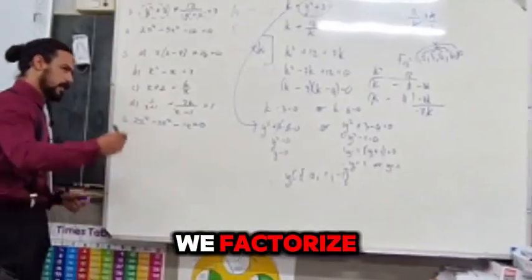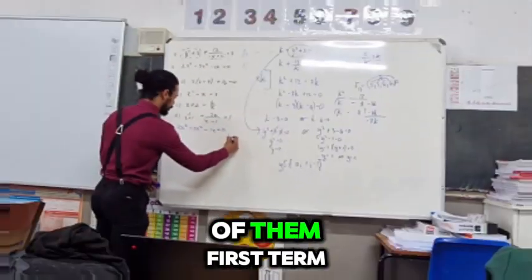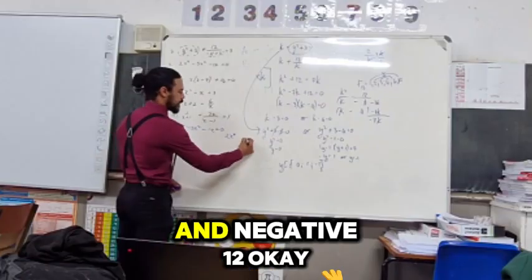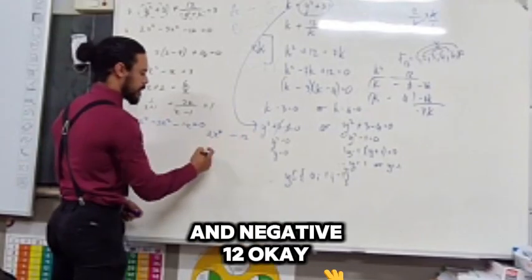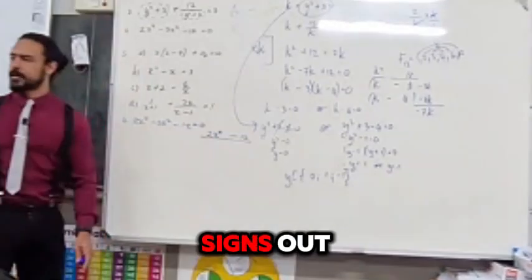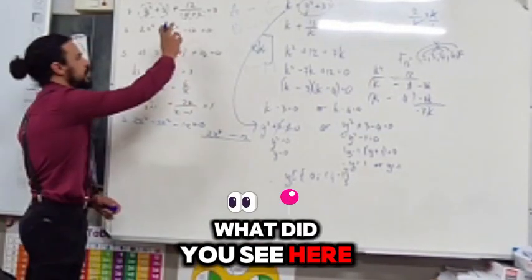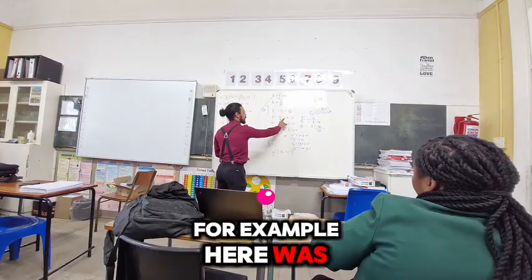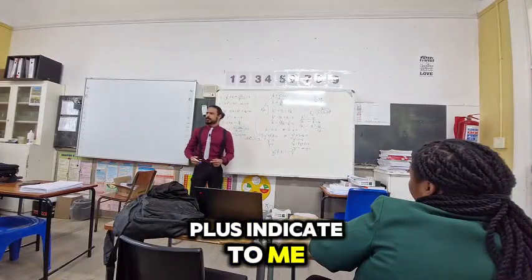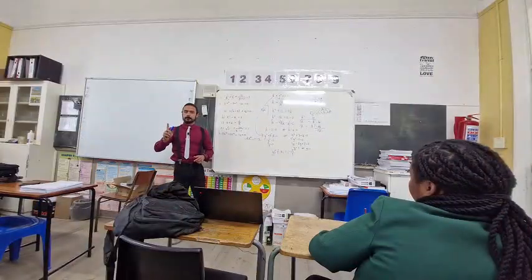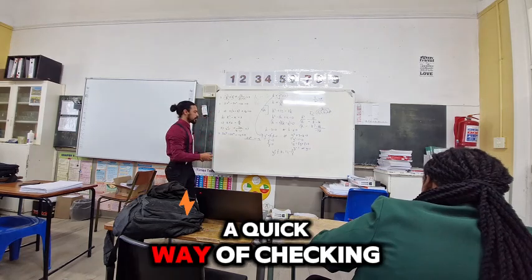How do we factorize? We take the factors of the first term, which is 2x to the power of 4, and negative 12. But let's leave the signs out; we can fill in the signs later. Once again, what did you see here? For example, here was plus. What does this plus indicate to me? The signs within the brackets are going to be the same. Just remember that. That's a quick way of checking.